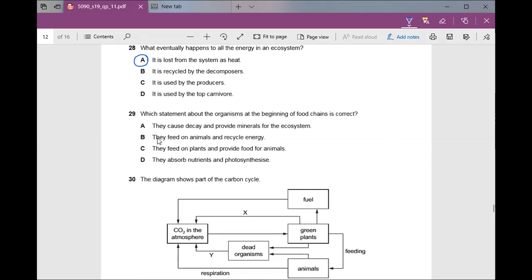Number 29 is, which statement about the organisms at the beginning of the food chain is correct? Beginning of food chain means producers are there, right? They cause decay and provide minerals, feed on animals and recycle energy, they feed on plant. About the organism, the statement is they absorb nutrient and photosynthesize. This statement is correct for the producers, for the plant.